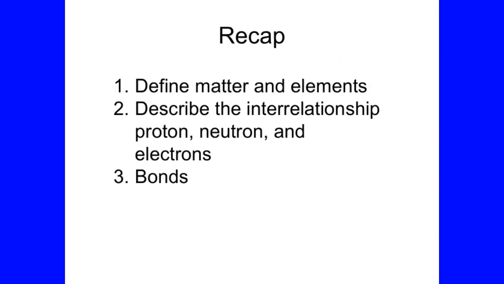So the recap of everything we've covered in this lecture is we defined matter and different elements. We described the interrelationships between protons, neutrons, and electrons. Don't forget we mentioned isotopes too. And we talked about all four of the different kinds of bonds.